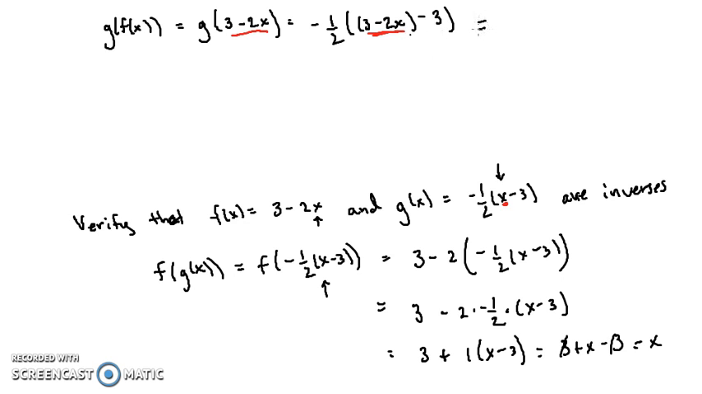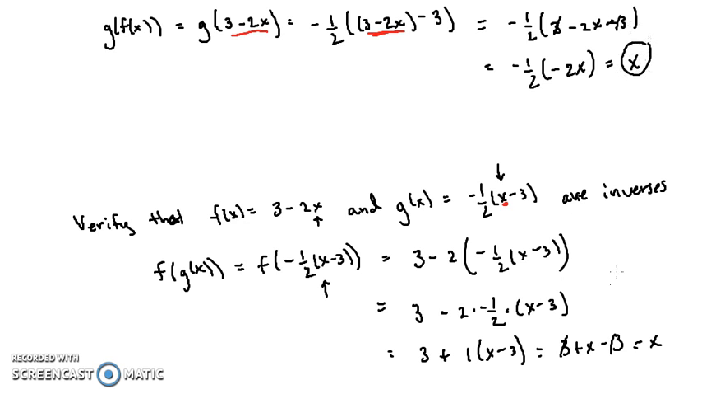Alright, so let's clean this up a little bit. We could distribute the 1/2, but let's simplify inside the parentheses first. So we've got negative 1/2. These parentheses aren't doing anything here because we've got 3 minus 2x minus 3. We've got 3 minus 3, and again, those are going to cancel out. And we've got negative 1/2 times minus 2x. So again, 1/2 times 2 is 1, ends up positive, and we're left with just x. That's exactly what we're looking for for two functions to be inverses. They have to come down to just x and nothing else.